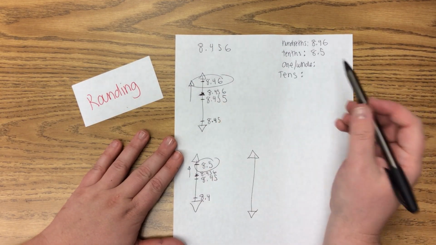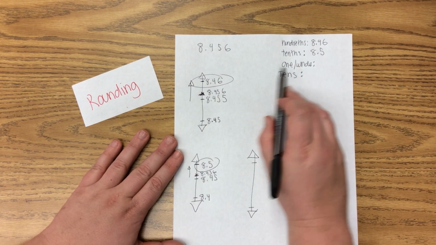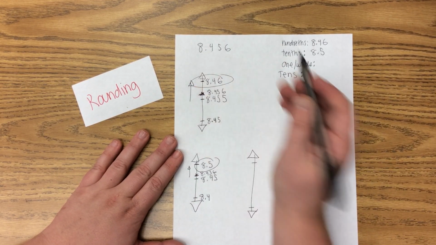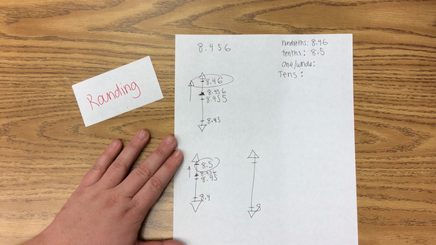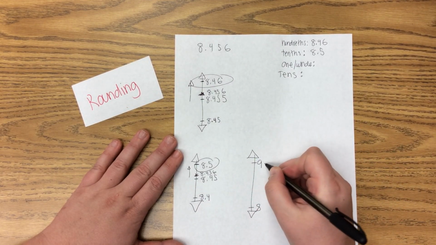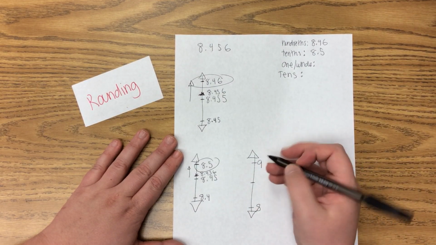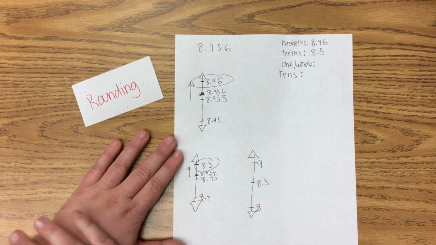Okay, same number. I'm going to pick my bottom and my top numbers. Because I'm talking about 1, I'm going to go to the number in the ones place. That's just an 8. So my bottom number is going to be 8. My top number will be 9 because all I'm doing is adding 1 to my bottom number. Halfway between 8 and 9 is going to be 8.5.